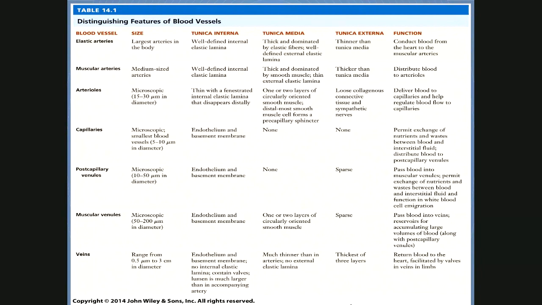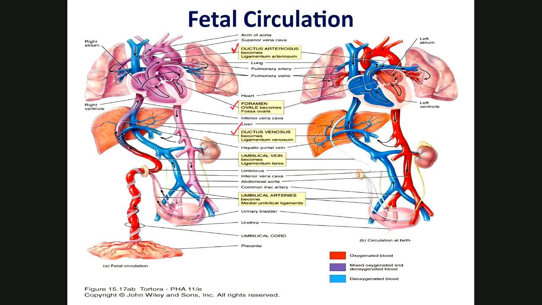So next we're going to go over the fetal circulation. So let's look at this. The lungs and the GI organs in the fetus do not begin to function until birth. So the exchange of materials is via the placenta. Oxygenated blood from the mother enters via the placenta through the umbilical vein. So the umbilical vein is carrying oxygenated blood to the fetus.